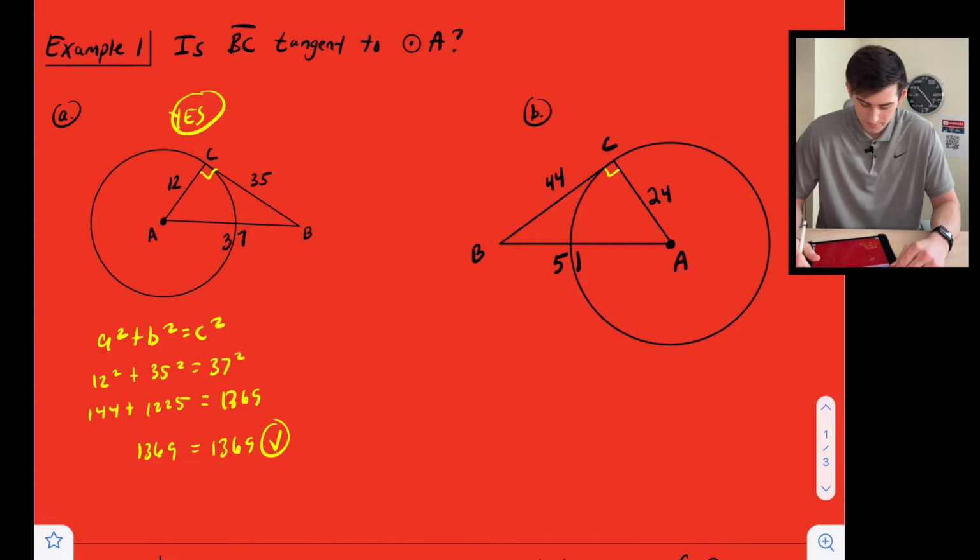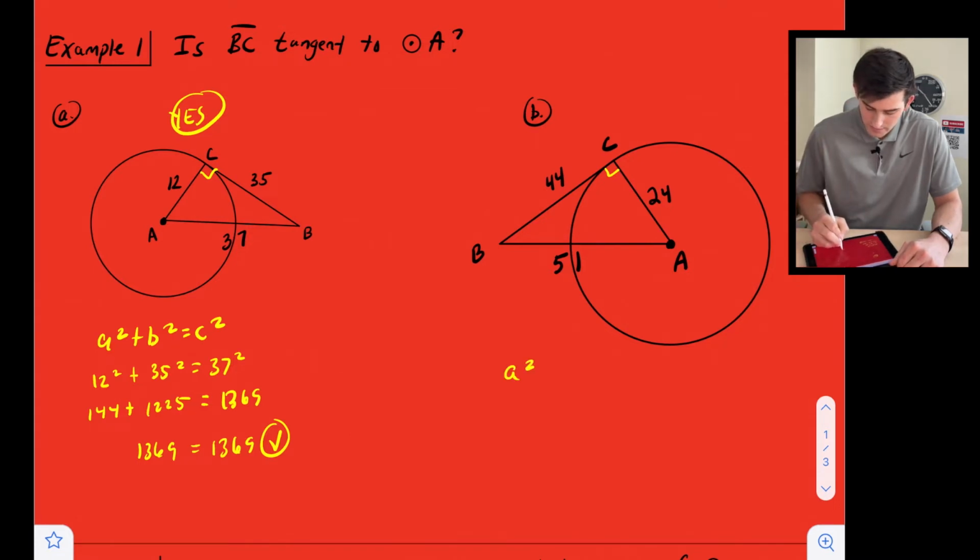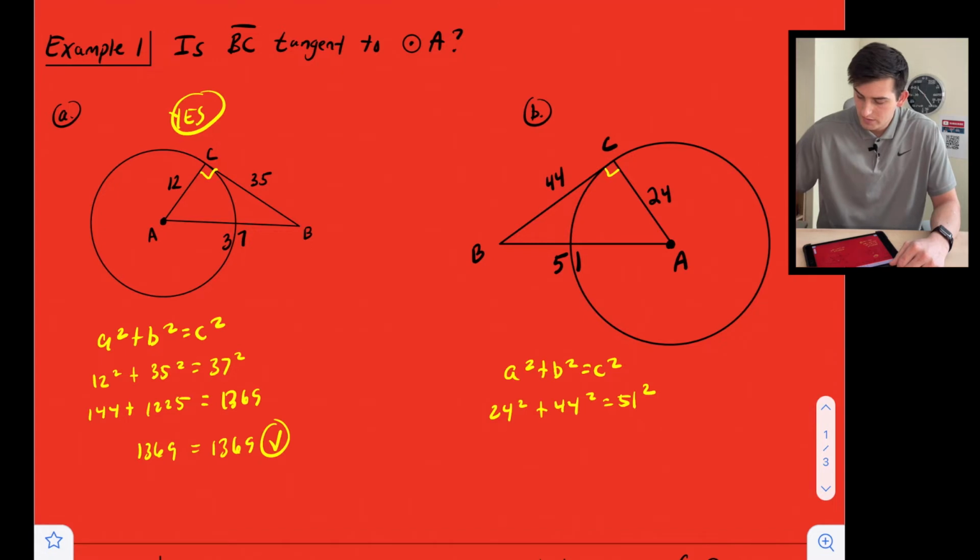All right, now let's look at B. We have 24, 44, and 51 as our side lengths. So we're going to do the same thing. We're going to say a squared plus b squared equals c squared. Let's plug in 24 for a, 44 for b, and 51 for c. So 24 squared, 44 squared, and 51 squared.